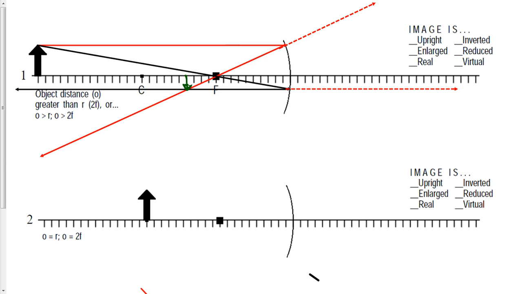Describe the image, upright or inverted? It's inverted. Compared to the original object, it's upside down. Is it enlarged or reduced? Smaller. Is it real or virtual? It's real. It's made with rays that actually reflect off the mirror. So when you're outside the center of curvature for a concave mirror, you get inverted, reduced, and real.